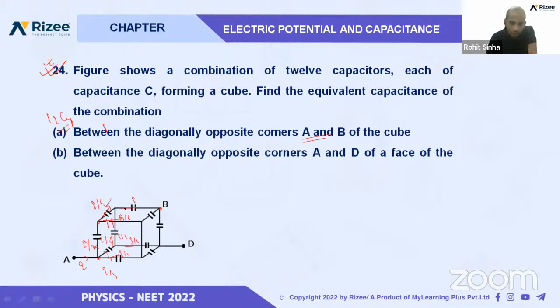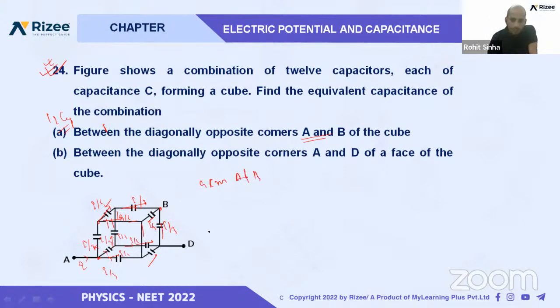What we will get: Q by 6 from here and Q by 6 from downward, so we will get Q by 3 here. Q by 6 from here, Q by 6 from here, we will get Q by 3 here. Q by 6 from here, Q by 6 from here, we will get Q by 3 here.